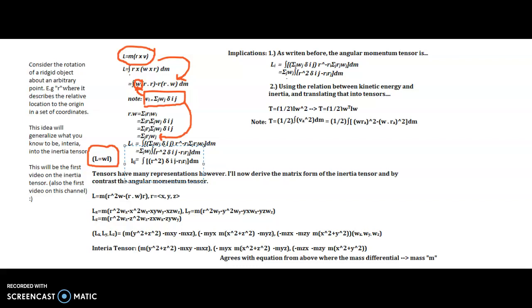would know that angular momentum is simply the product of these two. Now that I've factored this angular velocity term, it implies that the integral that I'm left with denotes the components of the inertia tensor. However, tensors have multiple representations. They don't necessarily have to be written in their component form, but a matrix perhaps. And I'll now go over that.